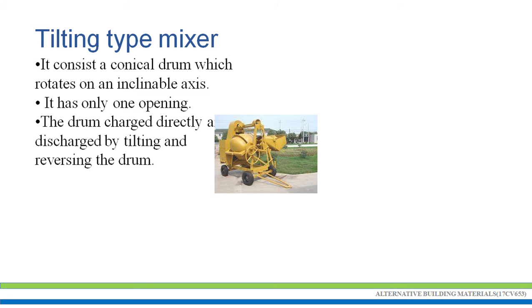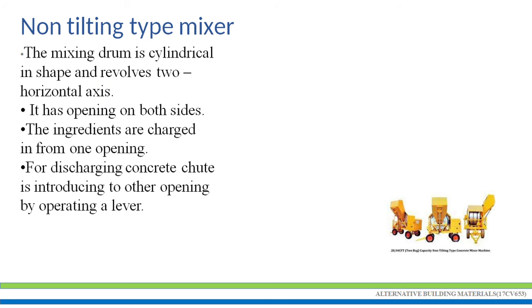Non-tilting type. The mixing drum has two openings, is cylindrical in shape and revolves on a horizontal axis. The openings are present on both sides. On one side the ingredients are charged, and on the other side the ingredients are discharged with the help of a chute. So on the other side the chute is provided. Operating the lever.